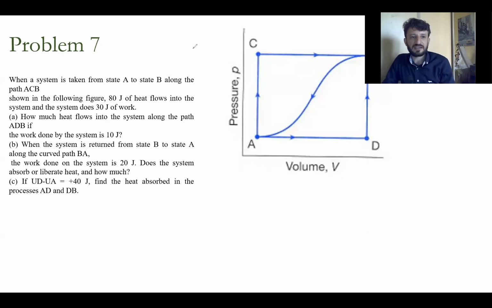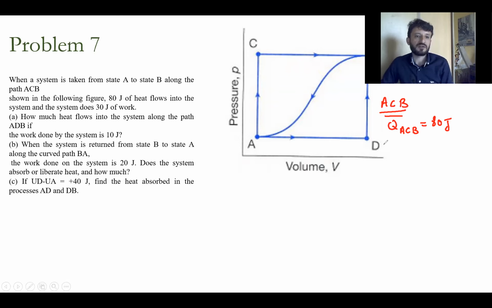When a system is taken from state A to state B along the path ACB, for this path we have 80 joule of heat flowing into the system. So Q ACB is positive, equal to 80 joule, because the heat flows into the system and is gained by the system.